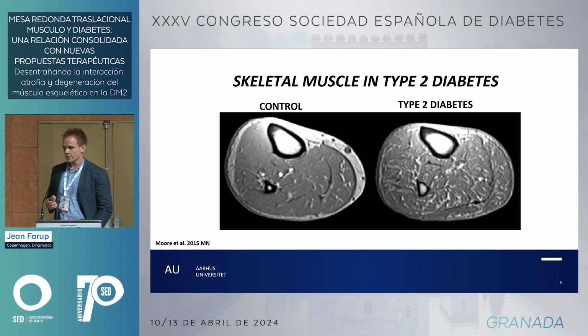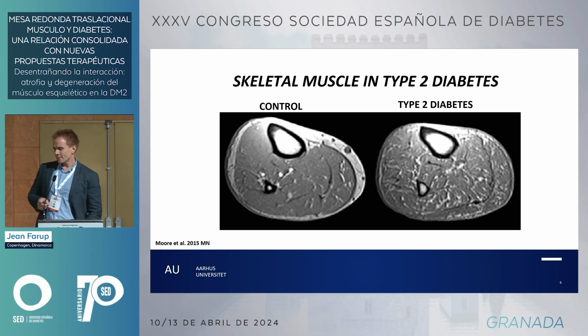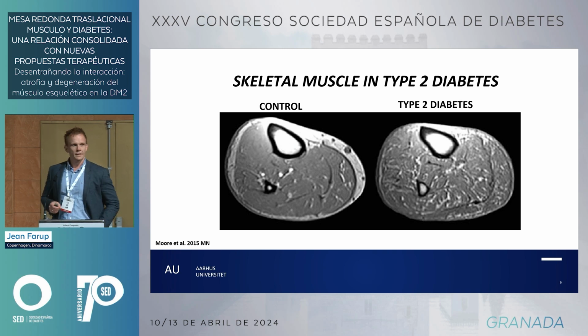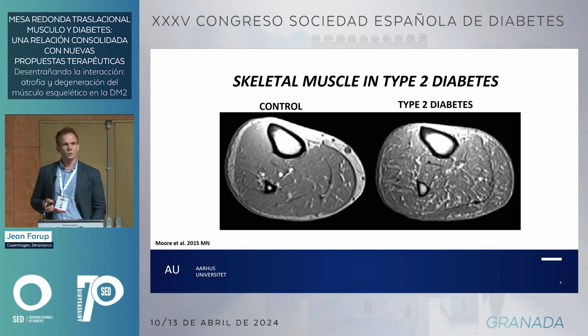So to dig further into this, on a gross morphological scale, you can easily visualize this, hopefully, from these MRI images of a healthy control muscle and type 2 diabetic patients on the right, where you see this massive deposition of non-contractile tissue, which we typically associate with neuromuscular diseases, but this is clearly also evident in type 2 diabetic patients.